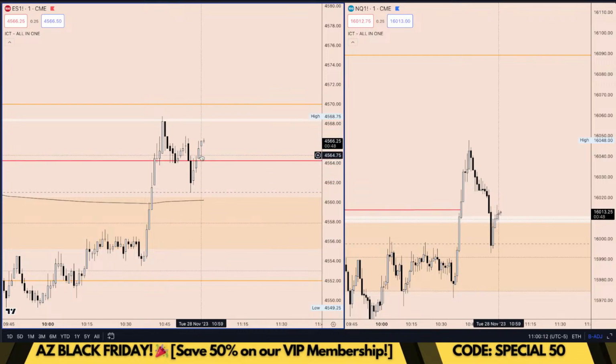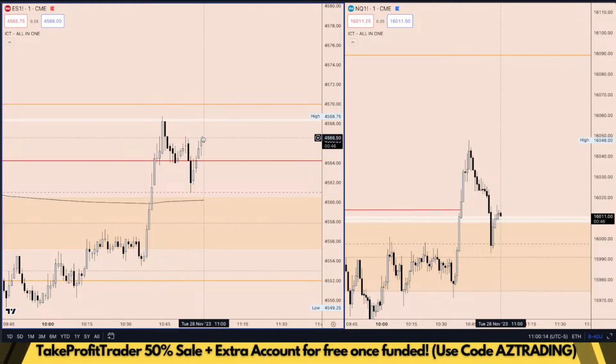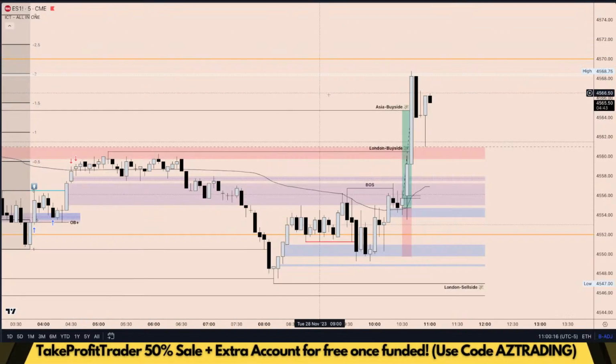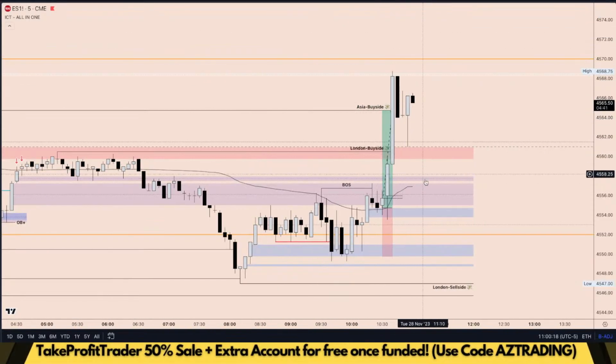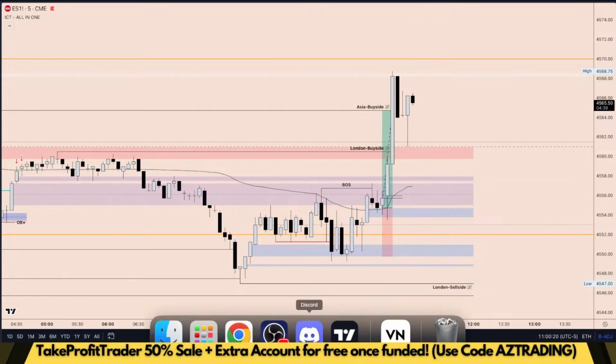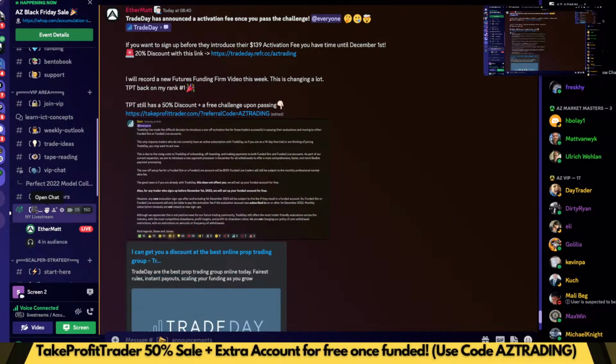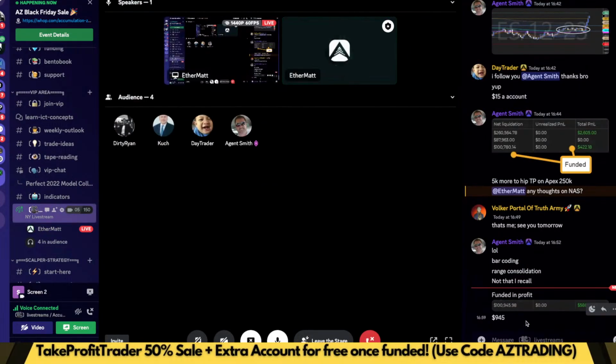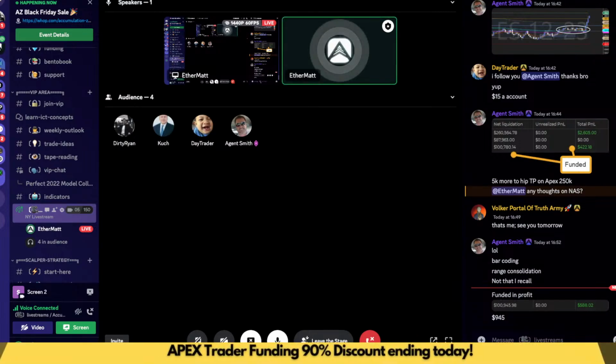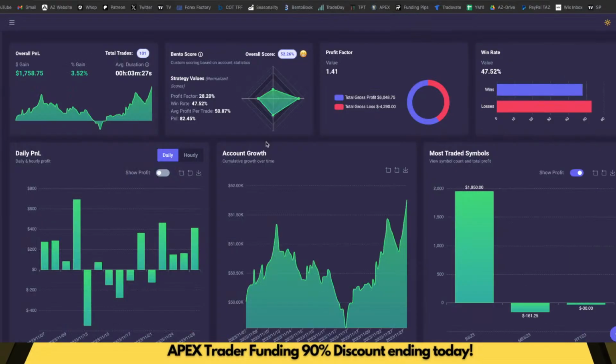Stop hunt, bounce off midnight, inversion fair value gap, bounce away. Yeah, nah, not worth the risk at the extreme. Nice, yeah, time for a payout, I'd say. 100k account. Let me check that out actually. Trade Day.